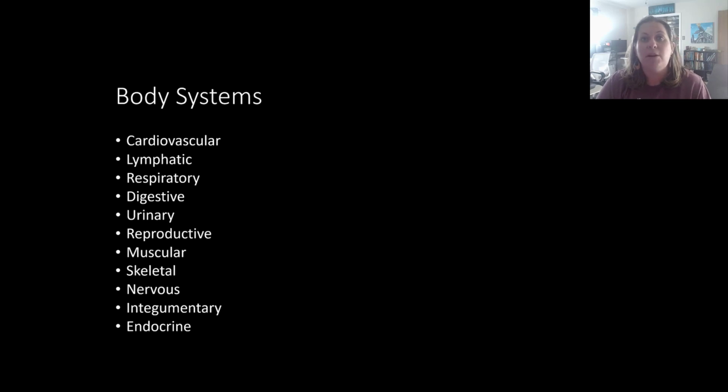The skeletal system are your bones. So your bones and your muscles work together in order to give you shape and, of course, the movement and protection for your internal organs. The nervous system is the system of your brain and your spinal cord, again, coordinating the activities of your body through electrical impulses. The integumentary system is your skin.